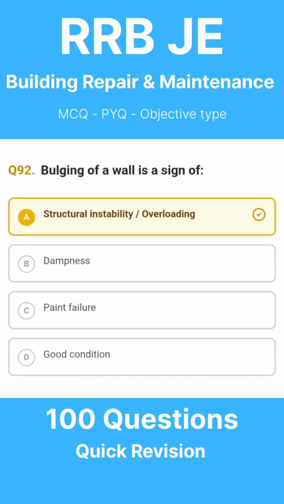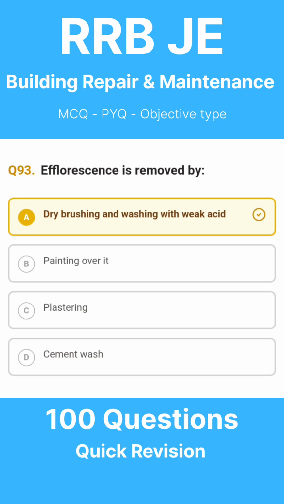Question 92. Bulging of a wall is a sign of. The correct answer is structural instability or overloading. Question 93. Efflorescence is removed by. The correct answer is dry brushing and washing with weak acid.